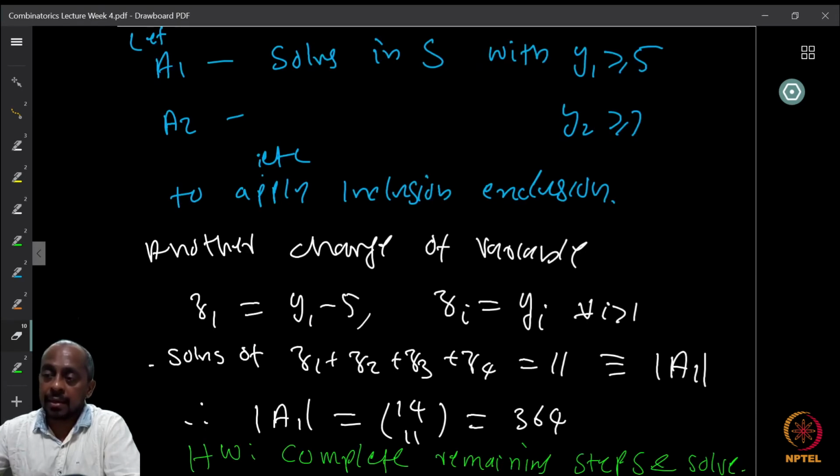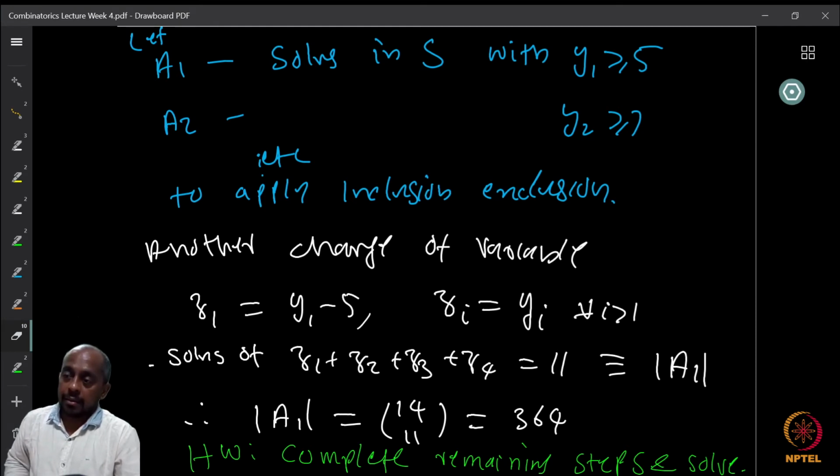A1, A2, etc. So let A1 be the solutions in S with the property that y1 is greater than or equal to 5. Okay? That is not allowed. Similarly, A2 is the set of solutions such that y2 is greater than or equal to 7, etc. Once you define this, I'm not doing all the details, so you can do it on your own and complete the proof.